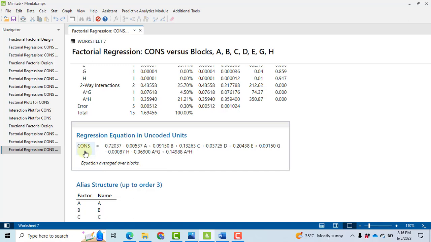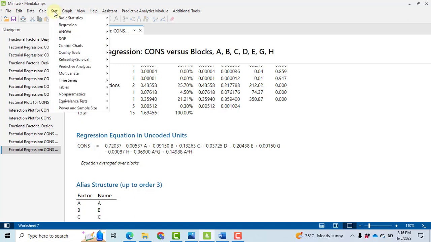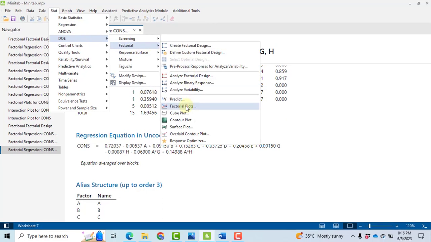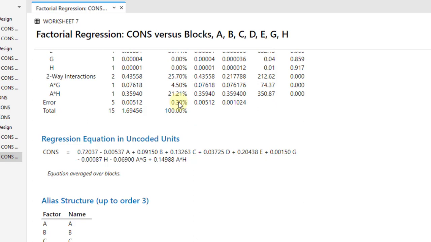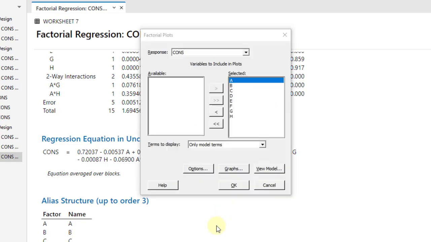Now we have to find the graphs. So for the graph, we will go again to Stat, then DOE, then Factorial. Here you can see these are the factorial plots. Click on them and then select those terms that have been included in the model, in the refined model.